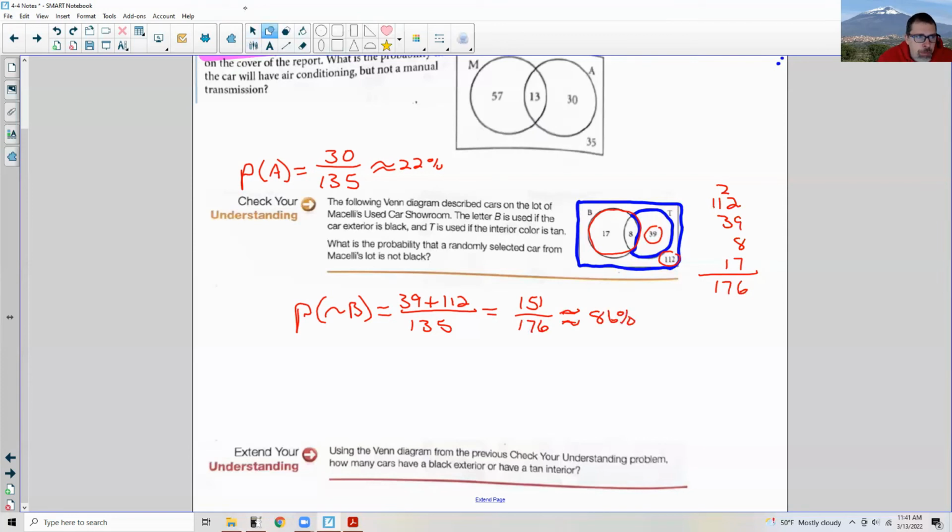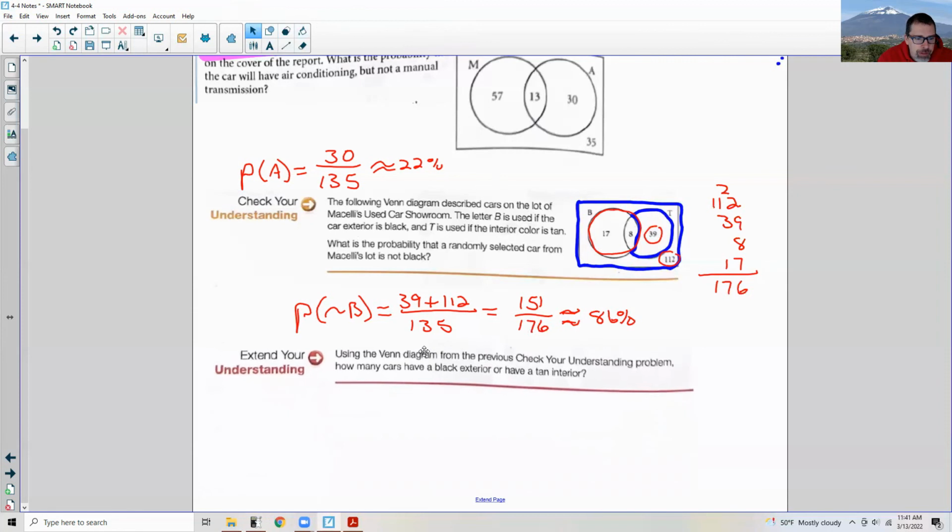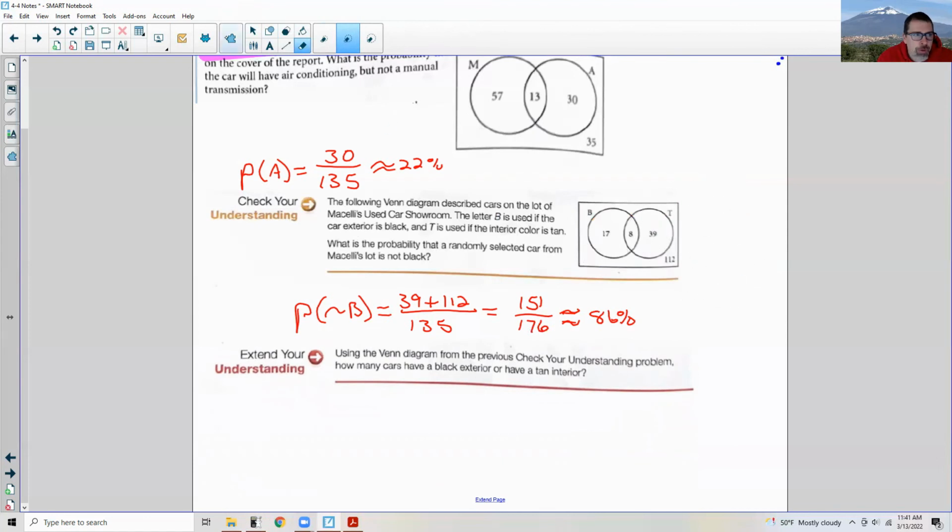Okay, moving along, extend your understanding. Using the Venn diagram from the previous, so let me erase all of this stuff I put in here. I don't need this anymore. We got our total. And this is not 135, it was 176. I didn't fix that. Using the Venn diagram from the previous check your understanding problem, how many cars have a black exterior or a tan interior?